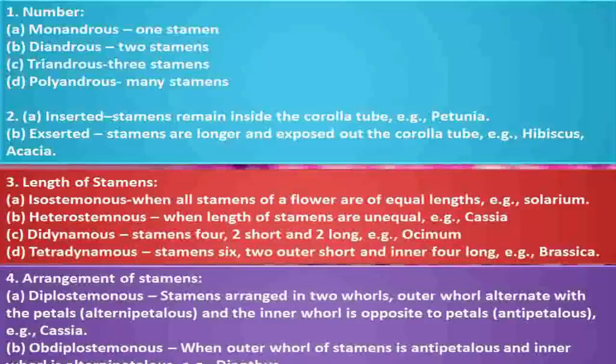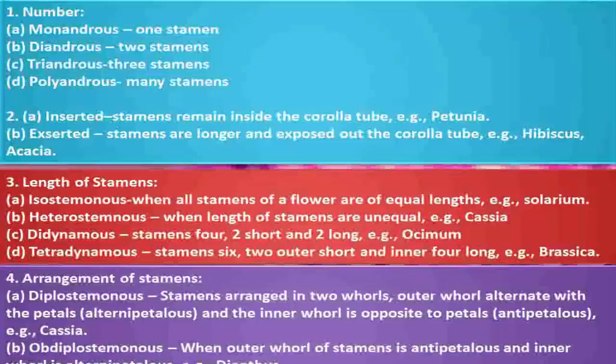Now, the distinction has been made on the basis of arrangement of stamens. Diplostemonous stamens are arranged in two whorls. The outer whorl alternates with the petals, that is alternipetalous, and the inner whorl is opposite to the petals, that is antipetalous. This is seen in Cassia. Then comes Obdiplostemonous, when the outer whorl of the stamens is antipetalous and the inner whorl is alternipetalous. For example, it is seen in Dianthus.